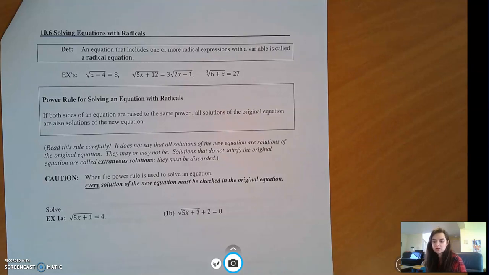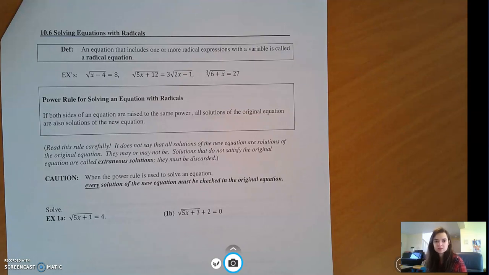So in general, your overall strategy is going to be raising them to some sort of a power to get rid of the root. So to get rid of the square root, you're going to be squaring. To get rid of a cube root, you're going to be cubing. To get rid of a fourth root, you'll be raising it to the fourth power, and so on. But we need to be pretty strategic about doing that.